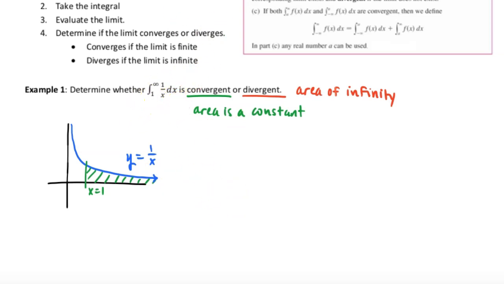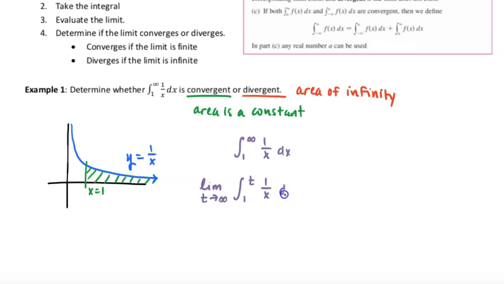Now my method tells me that I am turning this integral from 1 to infinity of 1 over x dx into a limit. So I want to replace this infinity with t. I'm rewriting this as the integral from 1 to some t, and I'm finding the limit as t approaches infinity. You see what we're doing? We're turning this from an improper integral into a definite integral with our variable t. And now I'm just solving this normally.